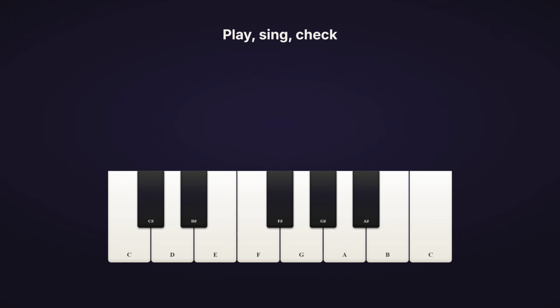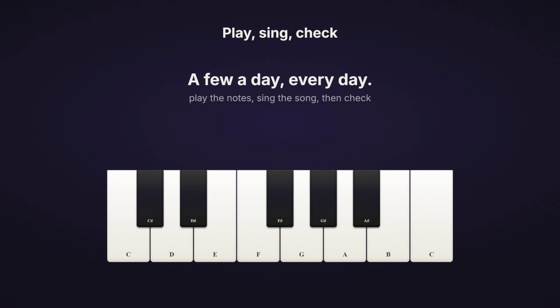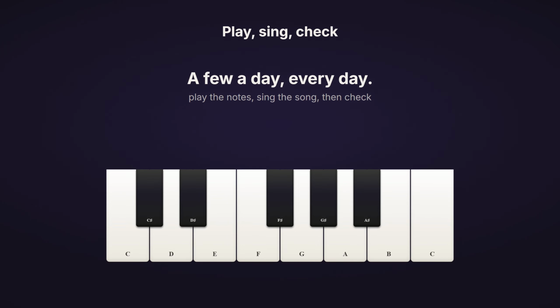Here is how to actually make this stick, because knowing the songs and recalling them under pressure are two different things. Do not sit down once and try to cram all 12. Pick 3 or 4 intervals a day. For each one, play the two notes, sing the matching song out loud, then play it again and check that they line up. Play, sing, check.